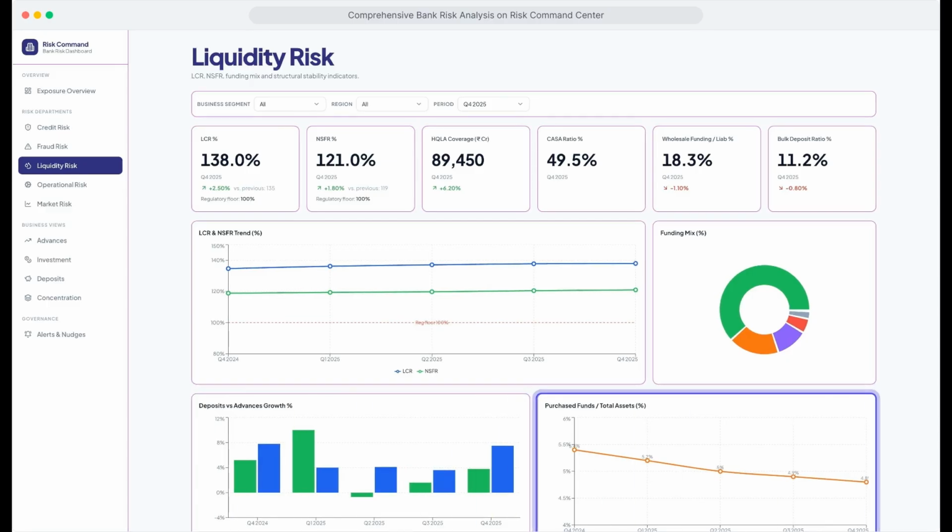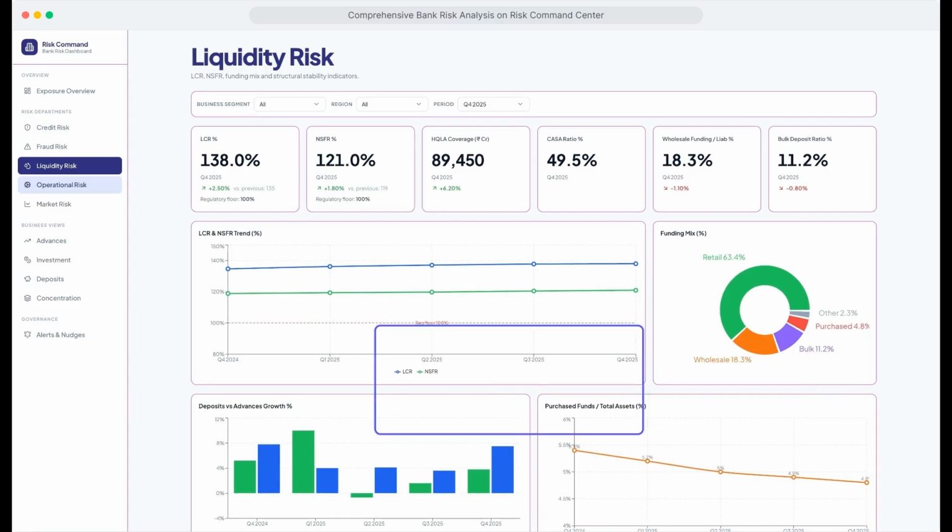The purchase funds to total assets trend shows reliance on market or purchased funding. A rising trend may indicate increasing dependence on less stable funding sources. This helps risk teams identify early signs of funding vulnerability. Next, we move to operational risk.